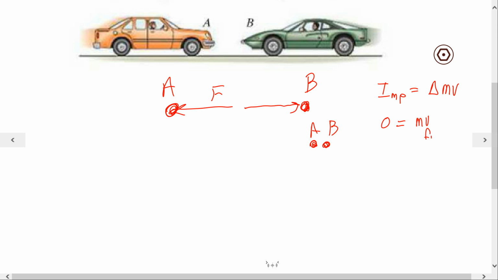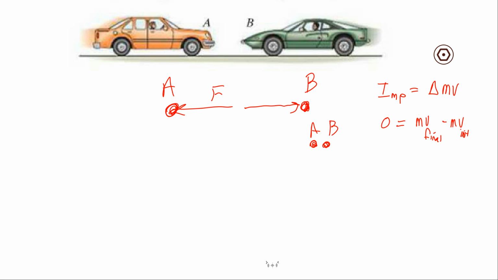MV final minus MV initial. That's change, just like it was in work, right? I told you change is always final minus initial. Momentum is mass times velocity. Final minus initial, that's change. What does it tell you about the change in the momentum?